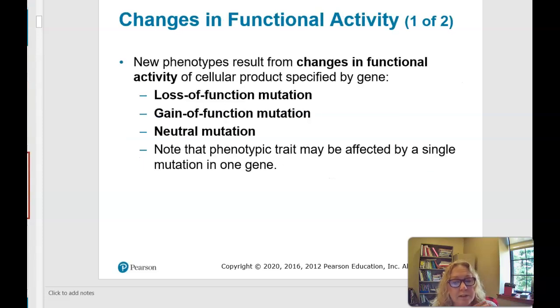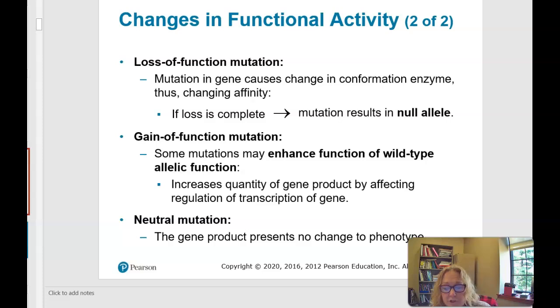Okay, so some new phenotypes. Remember, phenotype is what it looks like, and it results from a change in function. This can be a loss of function mutation, so it doesn't function at all. This would be albino, most diseases. Or a gain of function mutation. This would be where it gains a more vibrant color or a darker color. Or a neutral mutation. When we get into molecular, we will talk about these kinds of mutations. Note that phenotypic traits may be affected by a single mutation in just one gene. Again, we will talk about that when we get to sickle cell anemia and some other things.